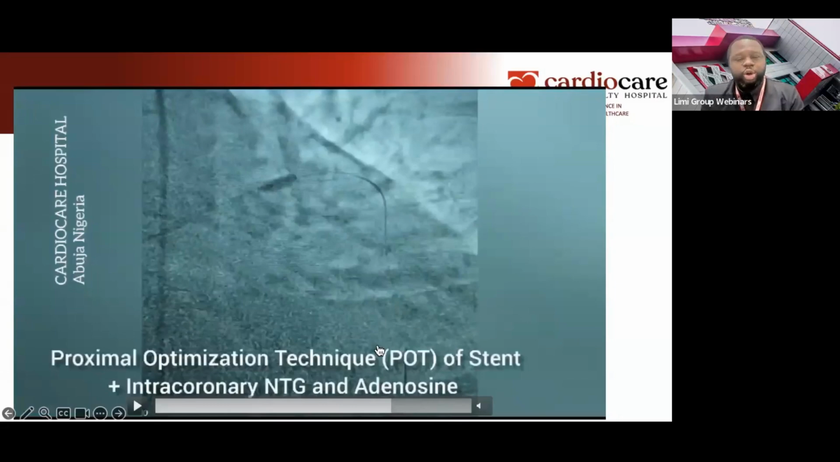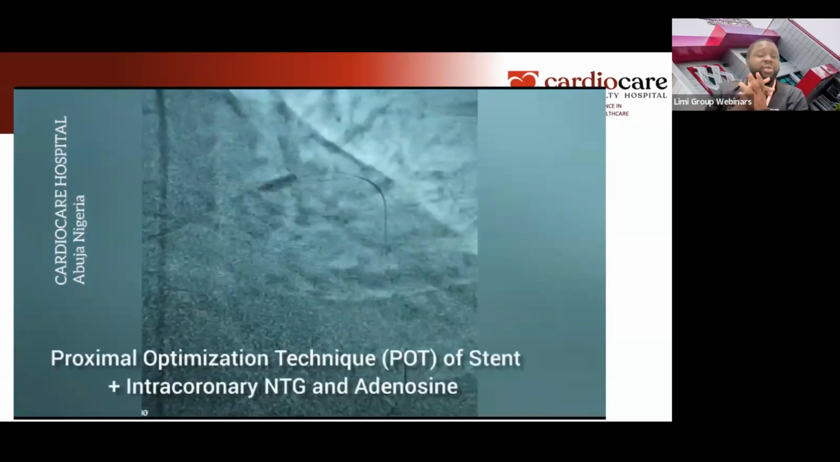Then we gave drugs into the coronary. Now, this is very important. Meaning that you must not only know the coronary anatomy, you must also know the coronary physiology and how the coronary vessels react. So we gave intracoronary adenosine and intracoronary NTG. Remember, adenosine can slow down the heart. So if you give it to the right coronary artery, you could cause a heart block. But it's transient, but you should be ready for that if it happens.